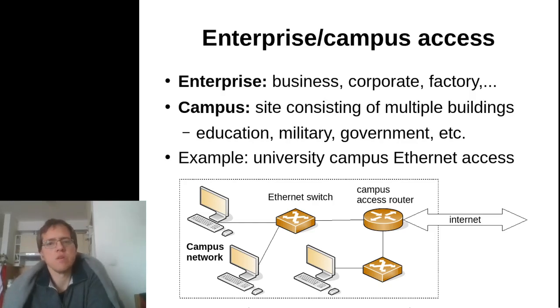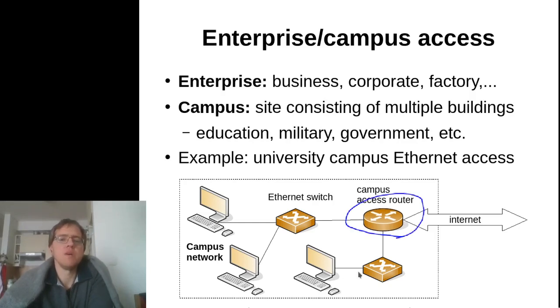Another typical access network is campus or enterprise access. Enterprise is the collective name of businesses, corporates, facilities, factories, multinationals, everything like that. Basically every business may in itself operate an internal network, which can be a very complex network, and these types of ASes are called enterprise ASes in this taxonomy. Campus networks, as we've mentioned, are sites consisting of multiple buildings: education, military, government, etc. Here we can see a university campus Ethernet access network where the different departments connect to different switches and different VLANs into a single infrastructure, which allows access to the rest of the internet through a campus access router.